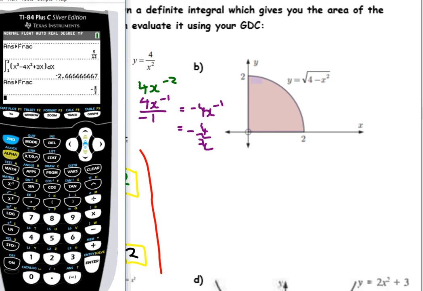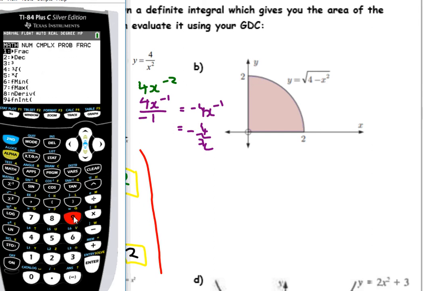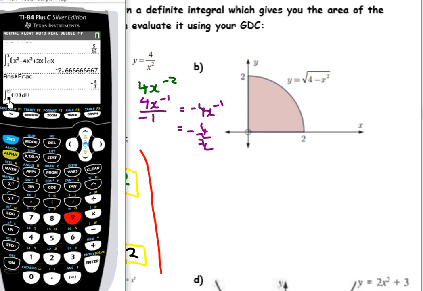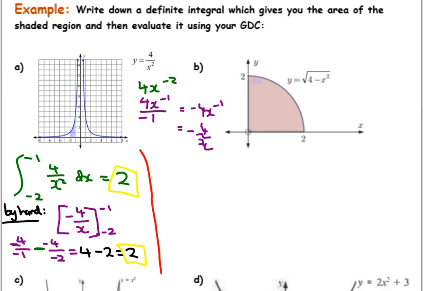Okay, so just a quick reminder of how we found this. What did I press to find the integral? Math, yep, nine, function integrate, yep. And then we put in the lower bound limit, the upper limit, the function, and it's dx. Nice. Okay, cool.